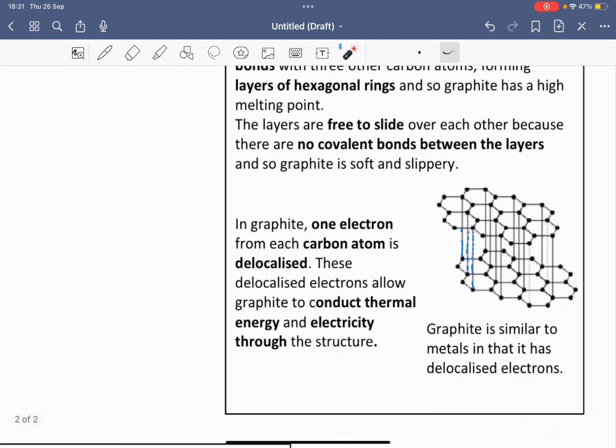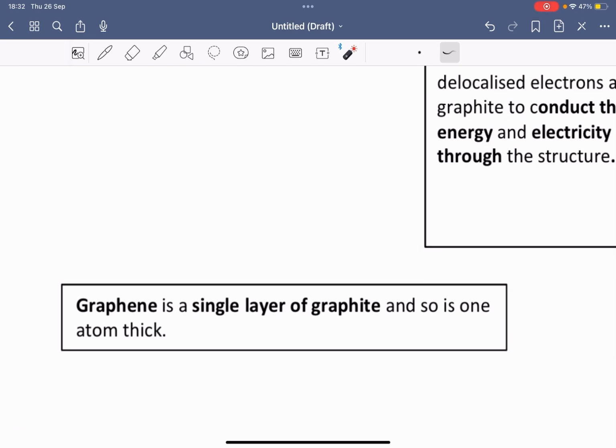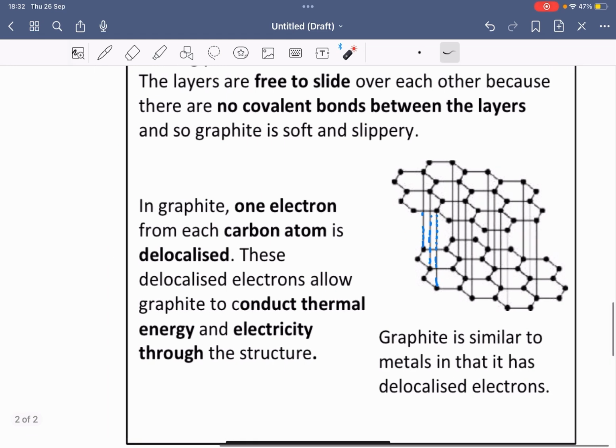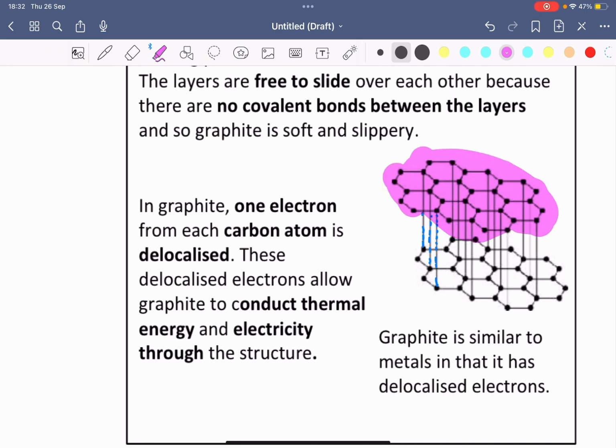In graphite, one electron from each carbon atom is delocalized. These delocalized electrons allow graphite to conduct thermal energy and electricity through the structure. Graphite is similar to metals in that it has delocalized electrons. Now you also need to know what graphene is, which is just a single layer of graphite, and so is one atom thick. So essentially, it's just like this bit, just one layer of graphite.